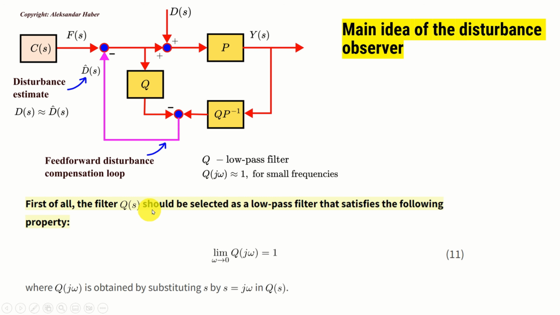The Q filter should be selected as a low-pass filter that satisfies this property. The limit value, when the frequency omega goes to 0, of Q of j omega should be equal to 1. Over here, Q of j omega is obtained by substituting s by s equals j omega in the expression for Q of s. As you will see later on, this property of our Q filter will have a very important consequence. In fact, this property will enable our filter to work in practice.